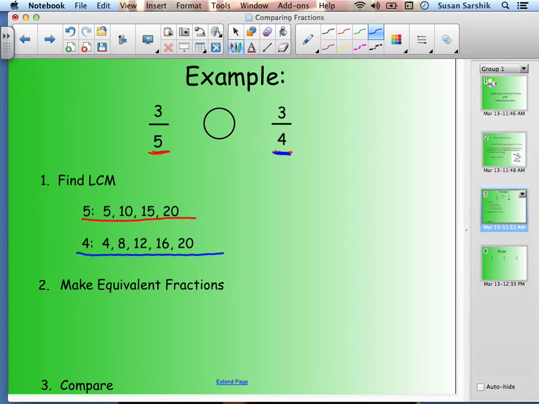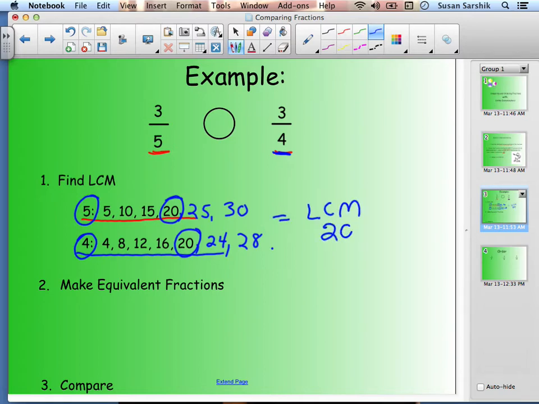Remember, multiples go on to infinity. So I could, in fact, keep writing here 24, 28. Here I'd write 25, 30. So anyway, I make a list of multiples. It really doesn't matter how many. And then I go back and look for multiples that are in common to both the 5 and the 4. In this case, the only common multiple we see so far is the 20. Our least common multiple is 20.